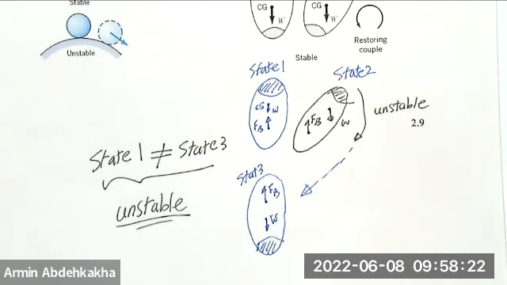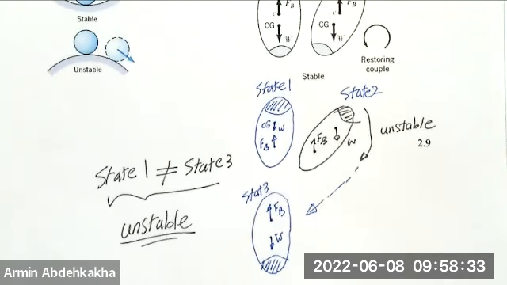So here we also did that. The state 1 and state 2, we compared these two and found that this is not the same. So the system is unstable because it's not returning back to the same stable state. Okay, that's the buoyant force.